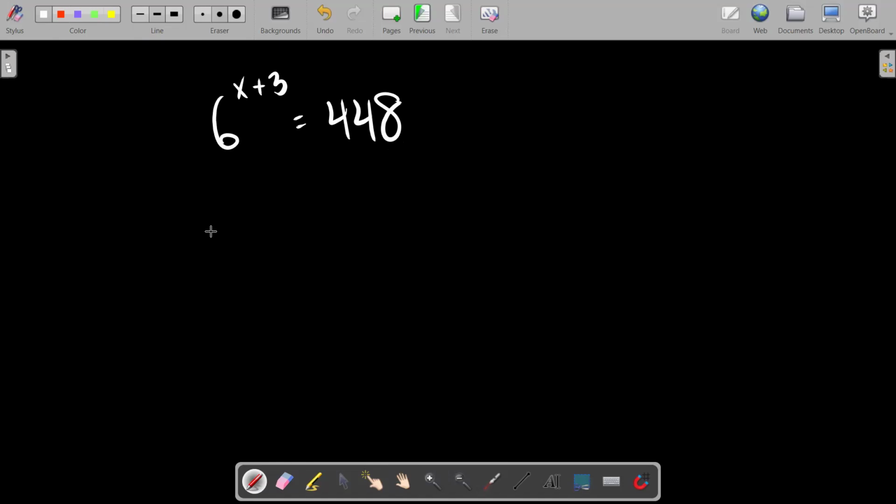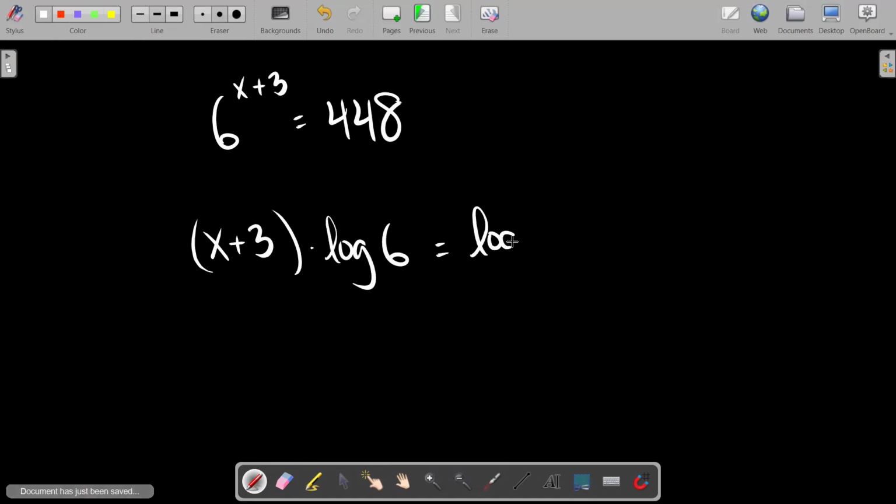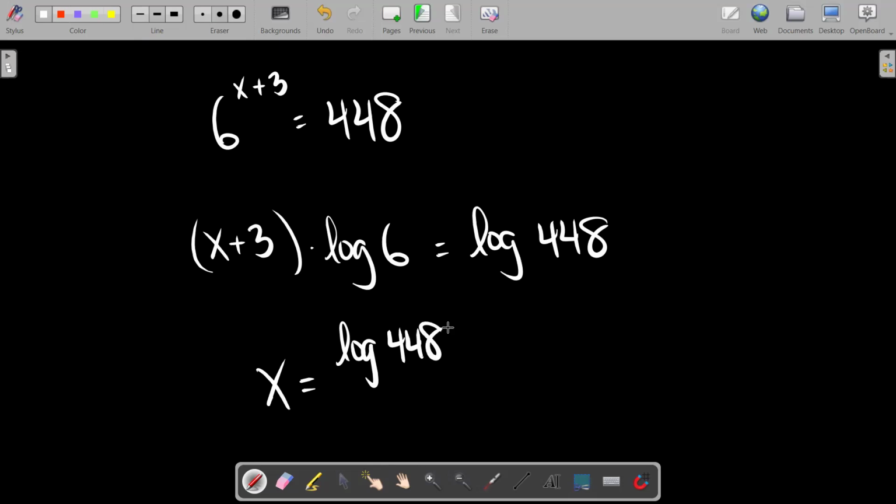You have x plus 3 times the log of 6 is equal to the log of 448. And then look at it, see the writing on the wall. If I divide both sides by the log of 6, and then I subtract 3, x is going to exactly equal the log of 448 divided by the log of 6, and then subtracted by 3. You see the pattern? It's the same problem as we just did, the same algebra results.